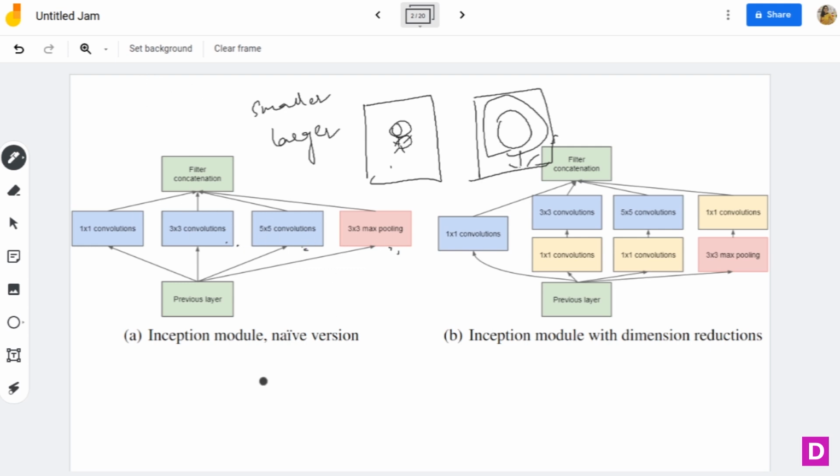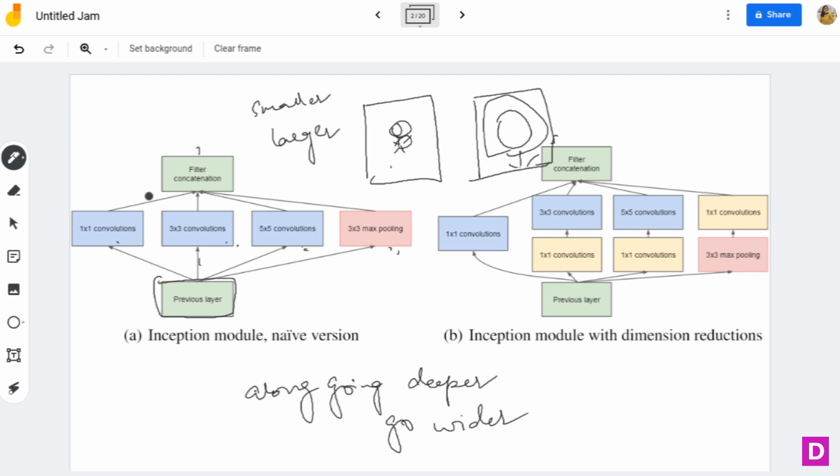The main thing I was saying is that along with going deeper, we should also go wider. So that was the whole thing. Here, the previous layer we have here, and this is going wider. Then we finally have a concatenation. So you have 1 cross 1 convolution, 3 cross 3, 5 cross 5, and then again 3 cross 3, but this is max pooling here. We will understand everything, but this was the main naive version of the Inception module.